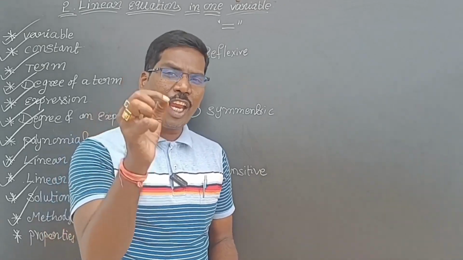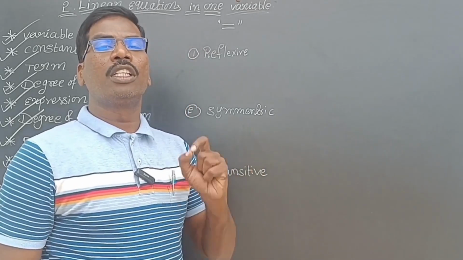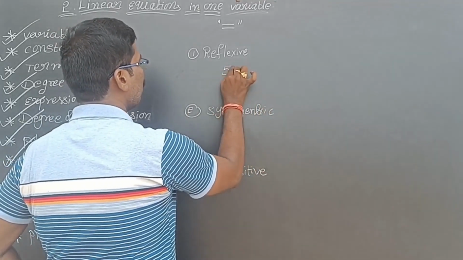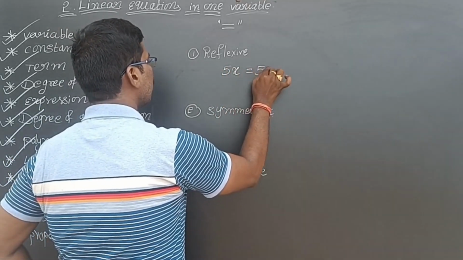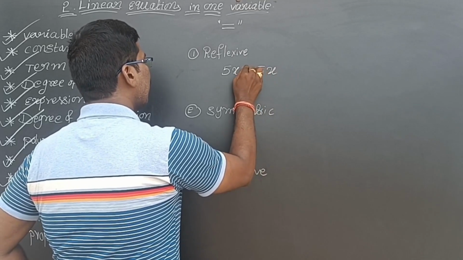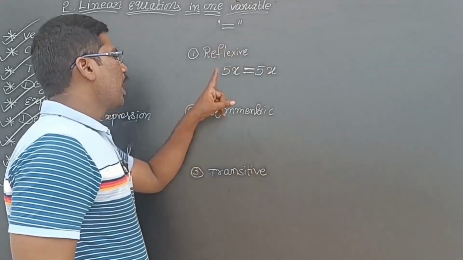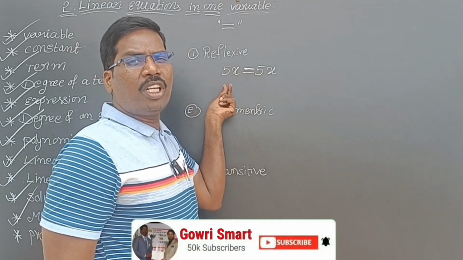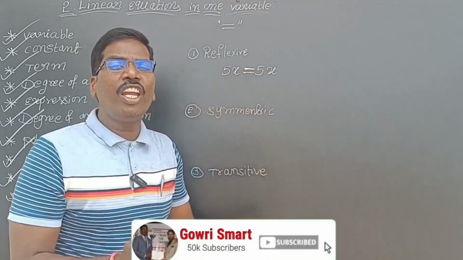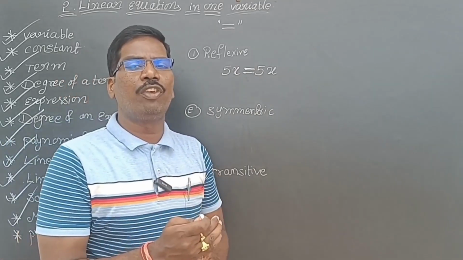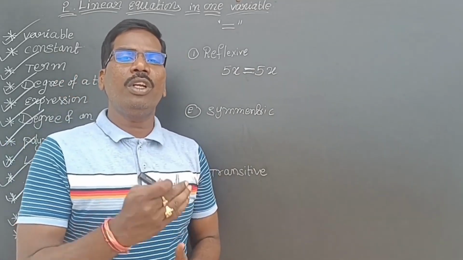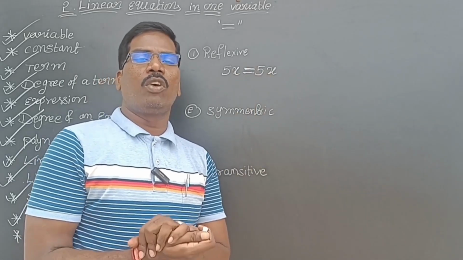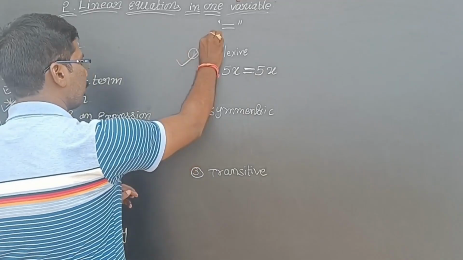Means if you take any number or any term, it will be equal to itself. For example, I'm taking 5x. This 5x is equal to 5x. Is it right or wrong? The equality is doing this: 5x is reflecting to itself. So every number or every term is equal to itself. This is called the reflexive property of equality.